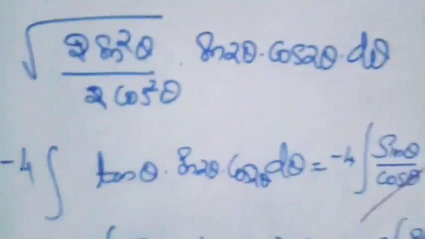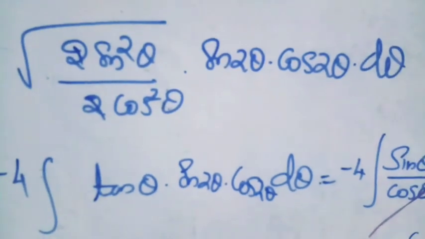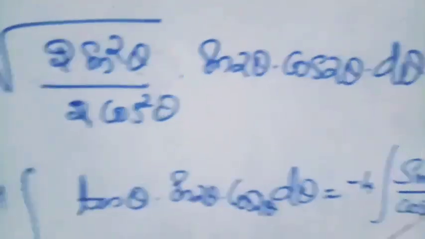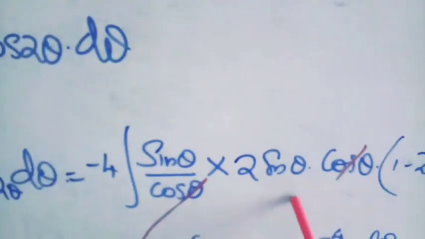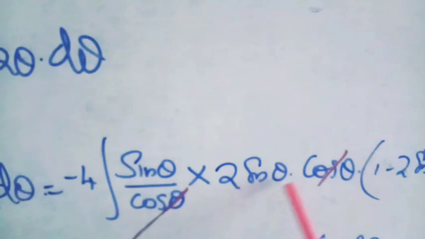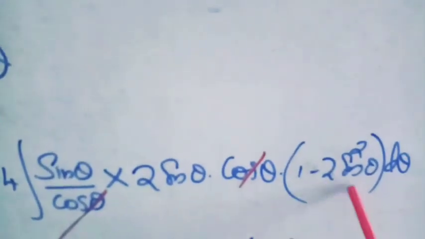Okay, now let us write that sin theta by cos theta as tan theta, or we can keep it as sin by cos itself. sin 2 theta cos 2 theta. For that sin 2 theta you can substitute 2 sin theta cos theta into, and cos 2 theta you write 1 minus 2 sin square theta.